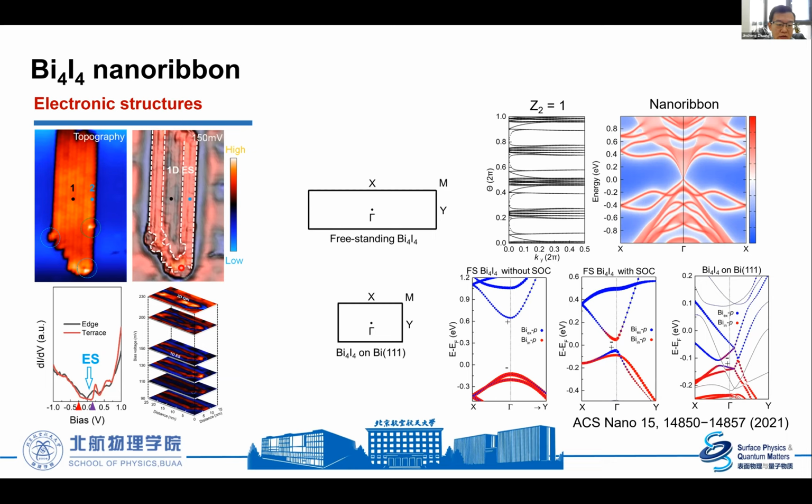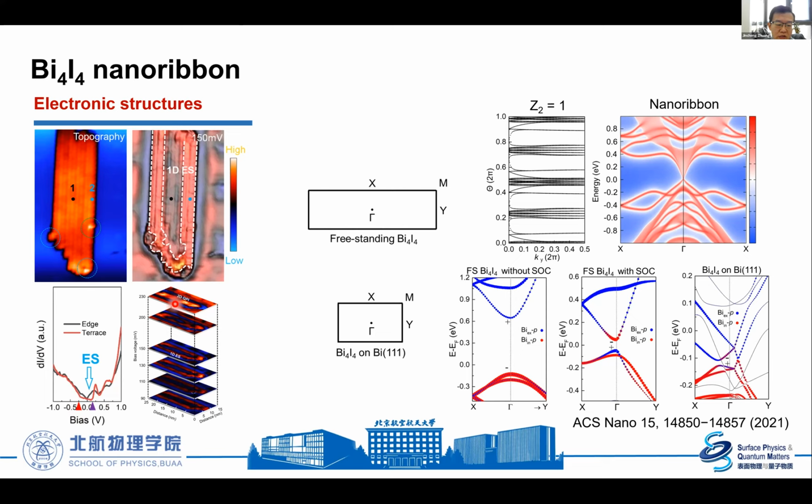And there are adsorbates and defects at the edge region. We see that the adsorbates almost have a negligible effect on the distribution of the edge state, and the edge state will pass through the defects. We also perform the bias voltage dependent STS mapping measurements. We see that in the gap region, the one-dimensional edge state is almost unchanged. And when the bias voltage is not in the gap region, we see there is the typical two-dimensional quasi-particle interference in the STS mapping results.